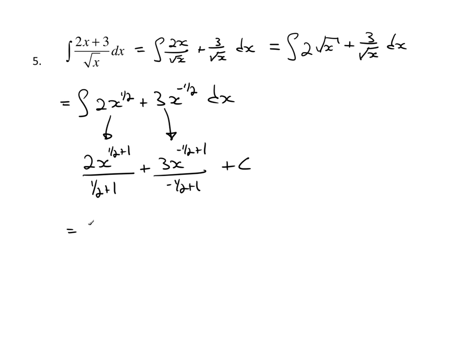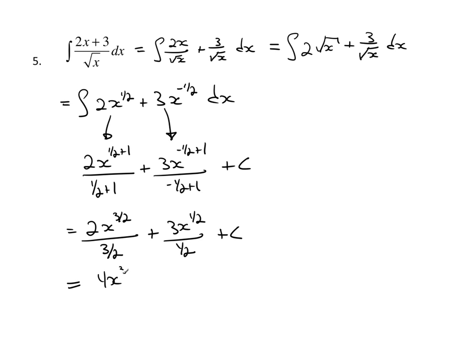See, this is going to be equal to 2x to the 3/2 over 3/2 plus 3x to the 1/2 over 1/2 plus c. But I doubt you're going to leave it like that. You would write this as 4x to the 3/2 over 3 plus 6x to the 1/2 plus c.